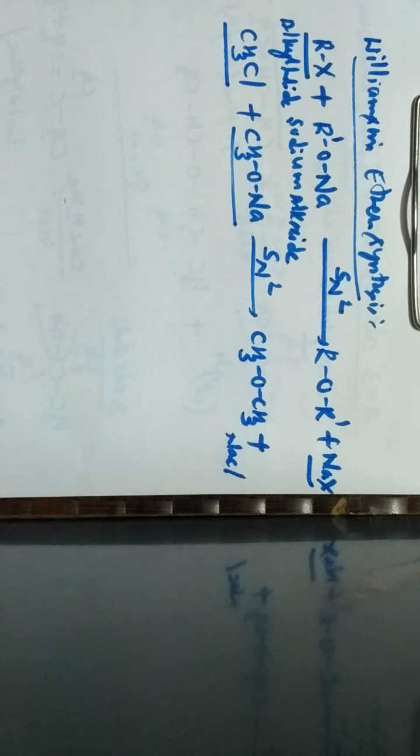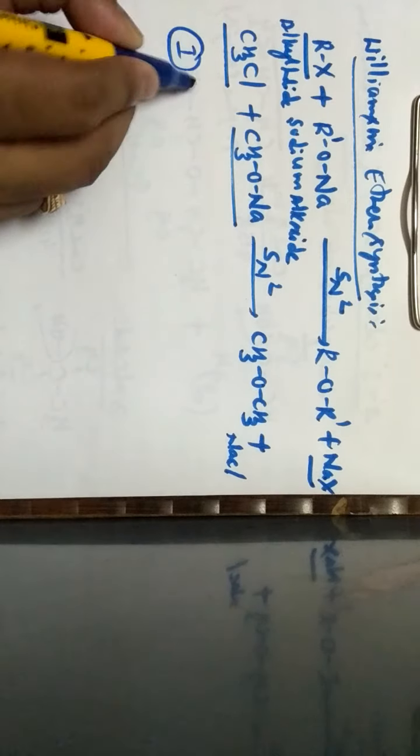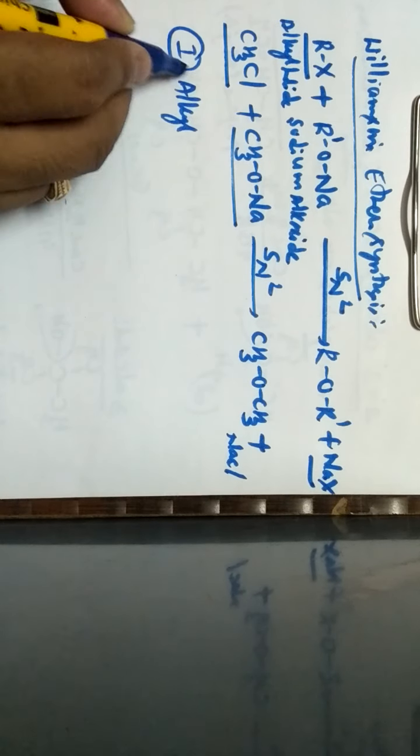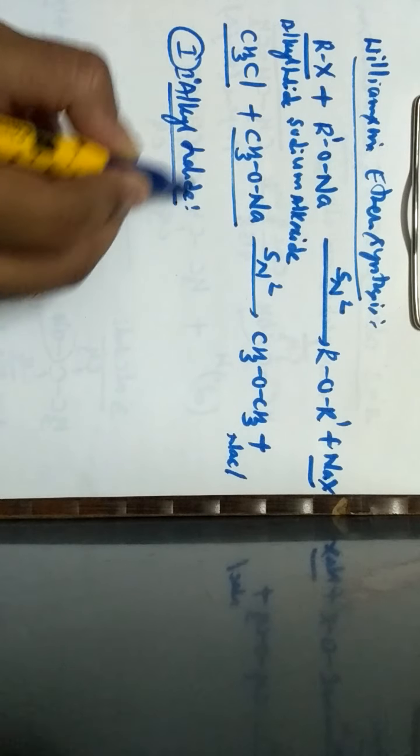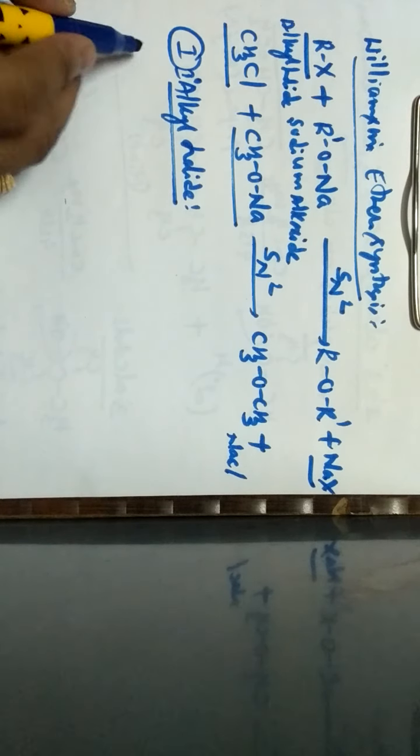NaCl. But one should know that when primary, secondary and tertiary alkyl halides are involved in a chemical reaction, the products obtained are entirely different. Now let us discuss the same Williamson's ether synthesis reaction when primary, secondary and tertiary alkyl halides are involved. First, let us discuss the reaction with primary alkyl halide, or I can also call it 1 degree alkyl halide.